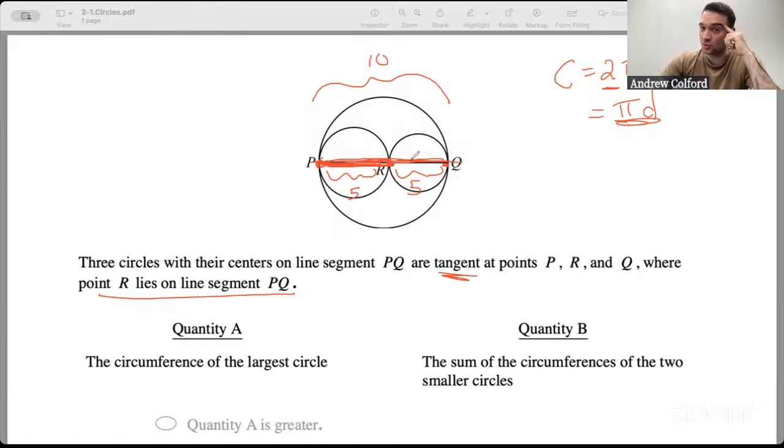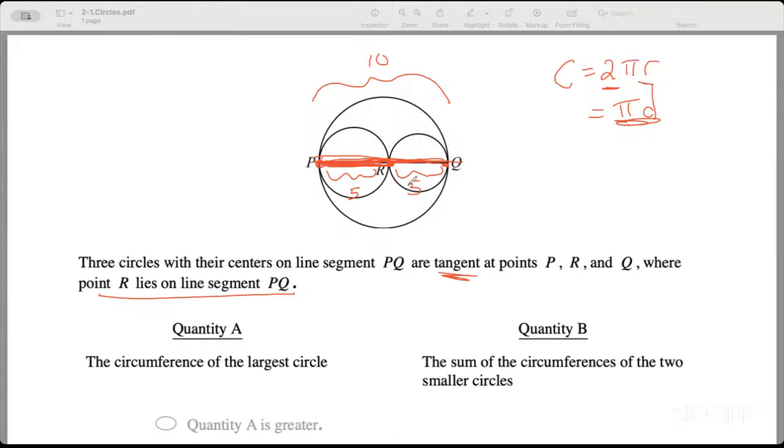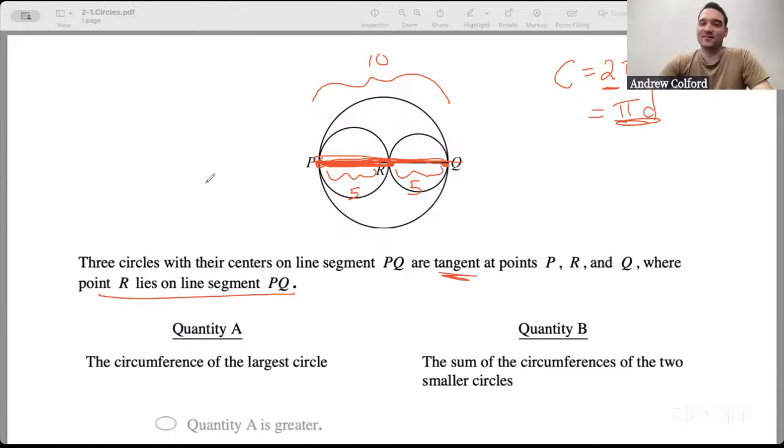For PQ, 10 pi. Or you're talking about PR, right? I'm talking about PR. Well, if the diameter is 5, then the circumference is what?